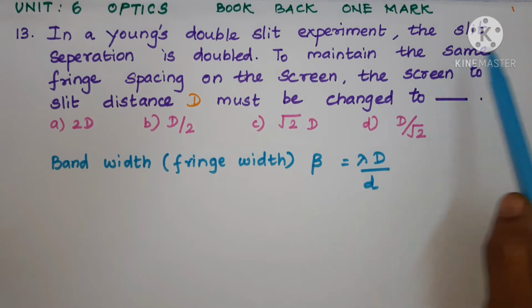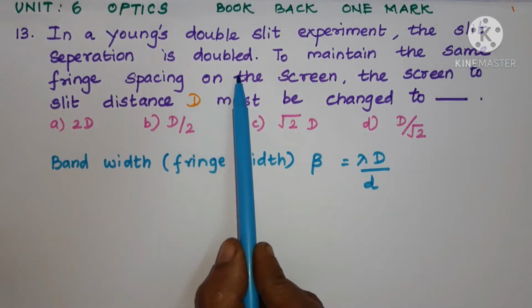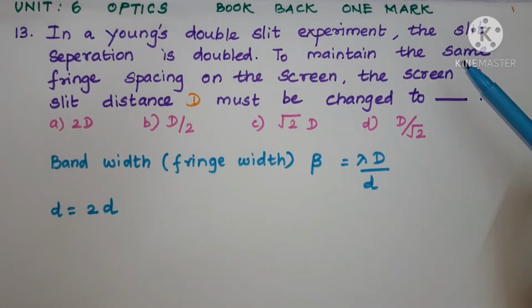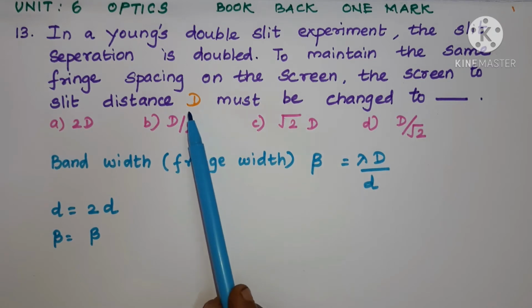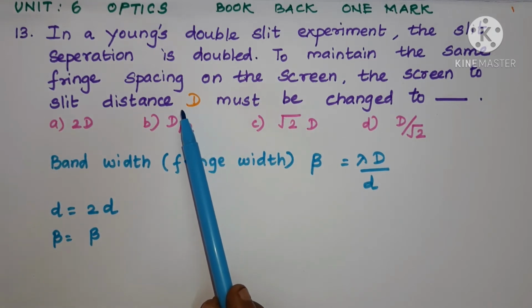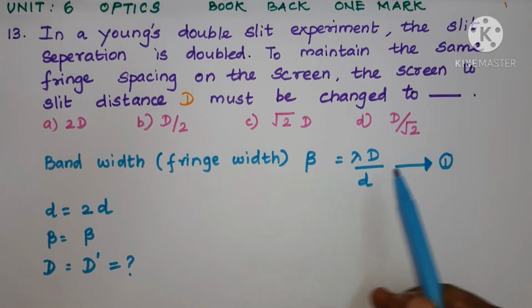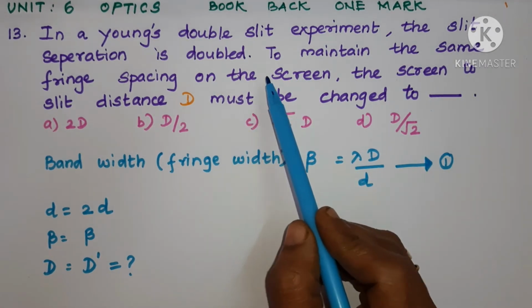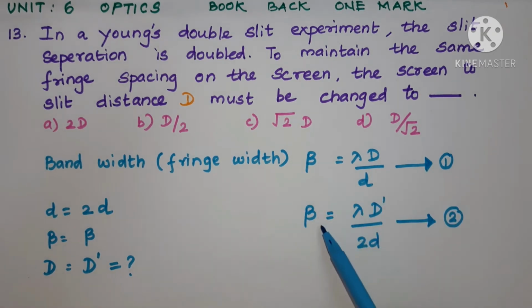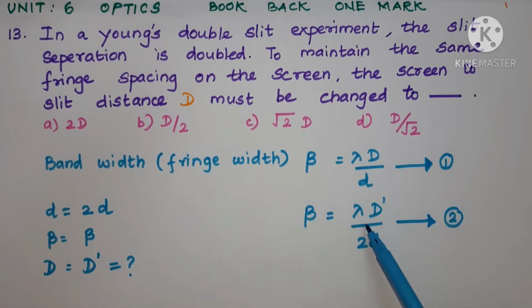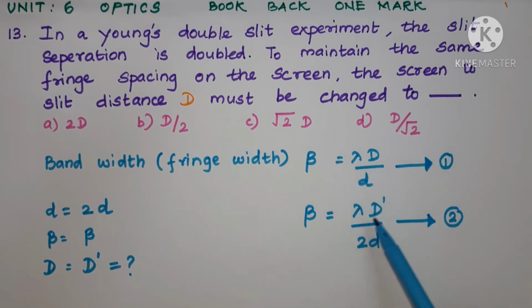In the question it's given that the slit separation is doubled. To maintain the same fringe spacing, that is beta, the fringe width remains the same. What is the new position of the screen? It's asked. When the slit separation is doubled, the fringe width is the same, and the wavelength of the light source is the same.